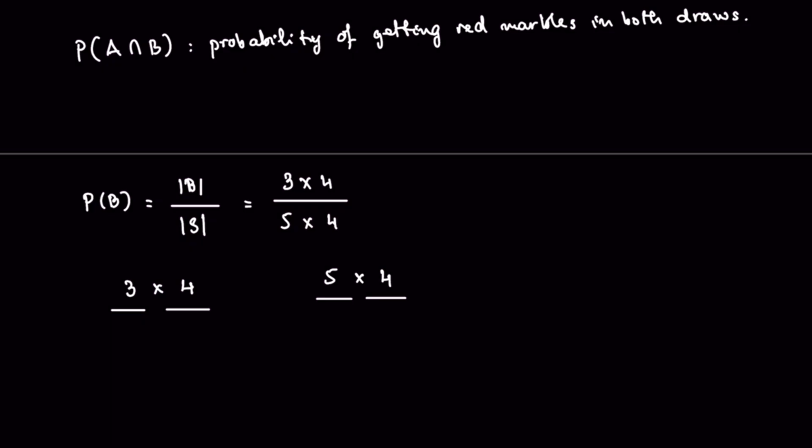So the probability of B is going to be 3 times 4 over 5 times 4. You can cancel out the 4 here, and you're left with 3 over 5. So the probability of getting a red marble in the first draw is going to be 3 over 5.